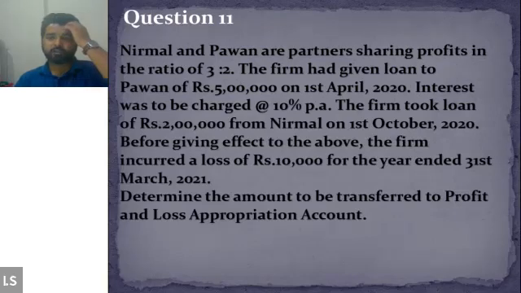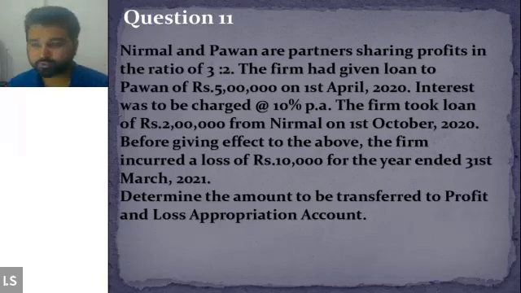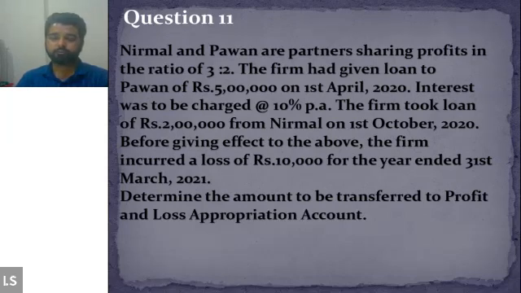So next is question number 11. Nirmal and Pawan are partners sharing profit in the ratio of 3:2. The firm had given a loan to Pawan of rupees 5 lakh on 1st April 2020. Interest on loan was to be charged at 10% per annum. The firm took a loan of rupees 2 lakh from Nirmal, and the firm had a loss of 10,000 for the year ended March 2021. Determine the amount to be transferred to profit and loss appropriation account.